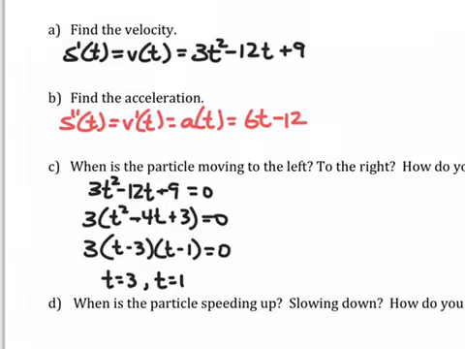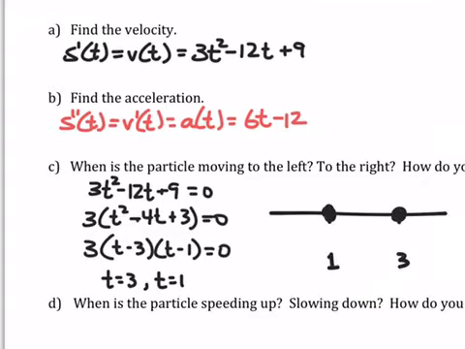So here in part C, I set the velocity function equal to 0. That's going to help me to test some intervals in a moment. Once I know where the velocity equals 0, then I can test around that and find out where the velocity would be negative or positive, which would then determine whether or not it's moving to the left or to the right.